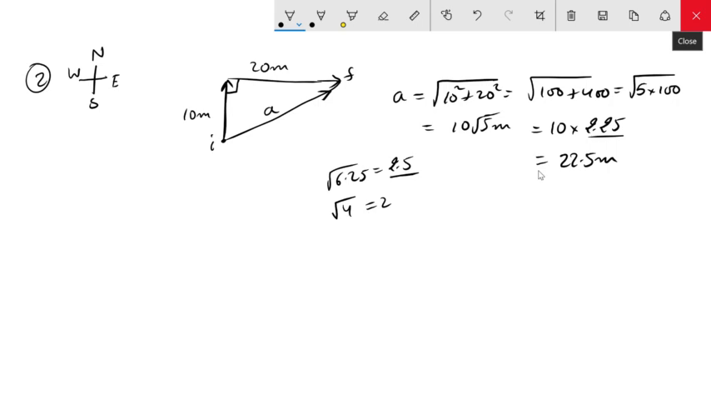So this is how we can find displacement. And in the next lecture we'll do some more complicated questions on this.